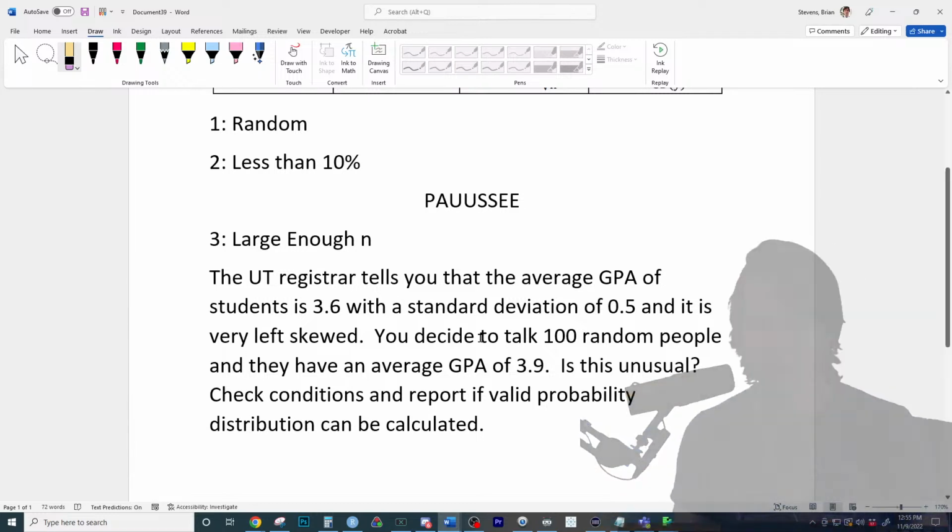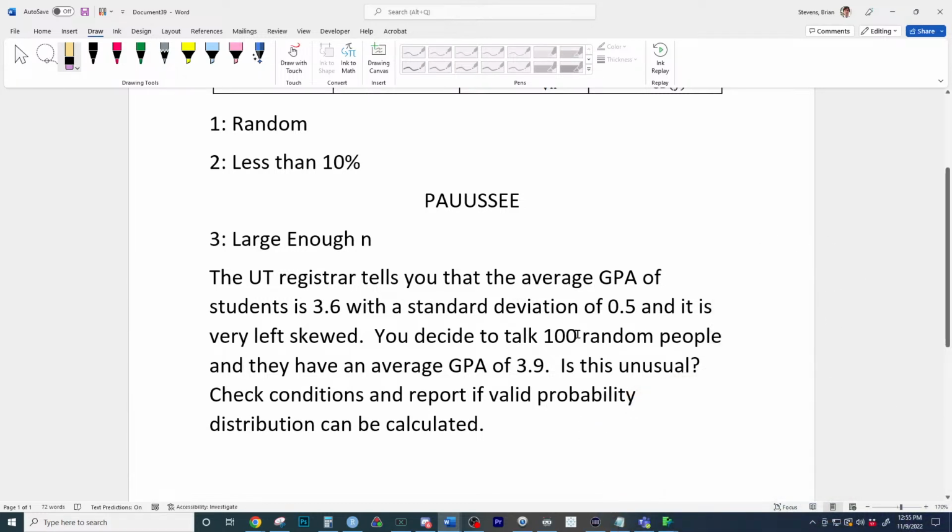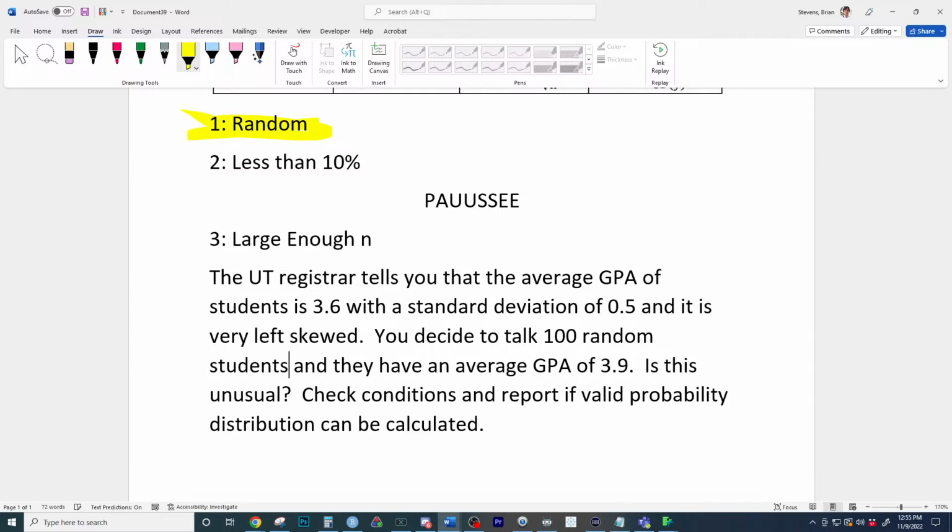There we go. Okay. So now you decide to talk to 100 random students, not just people. And so this is random. Condition 2, how do we check it? A lot of people forget how to do condition 2. This one doesn't show you the values you need. But what would you do right here?